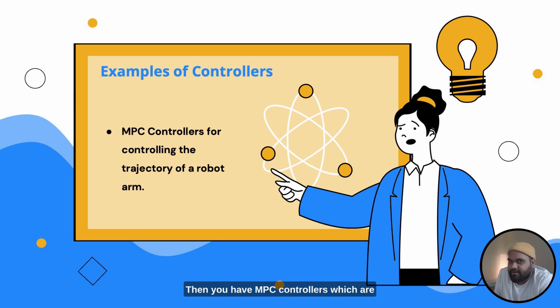Then you have MPC controllers, which are used for the trajectory of a robotic arm. I already told you model predictive controllers are also used in autonomous vehicles, where the car is moving autonomously and you don't want the car to fail. MPC controllers are brilliant for that.